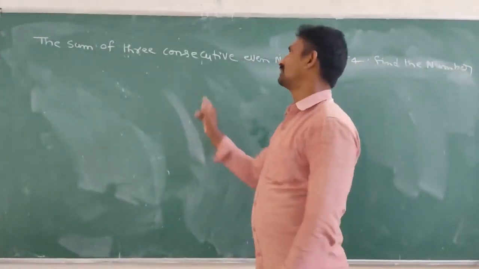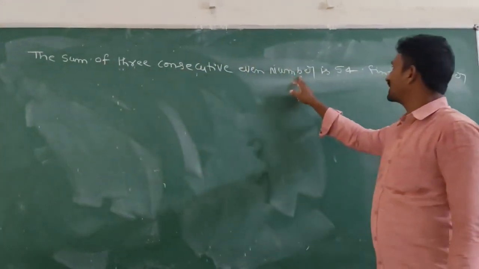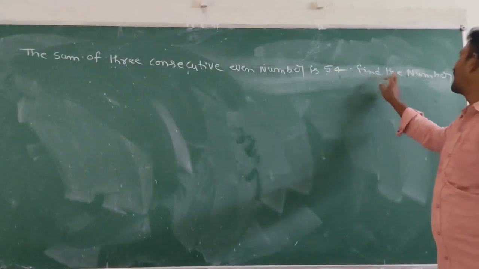Next, another problem. The sum of three consecutive even numbers is 54. Find the numbers.